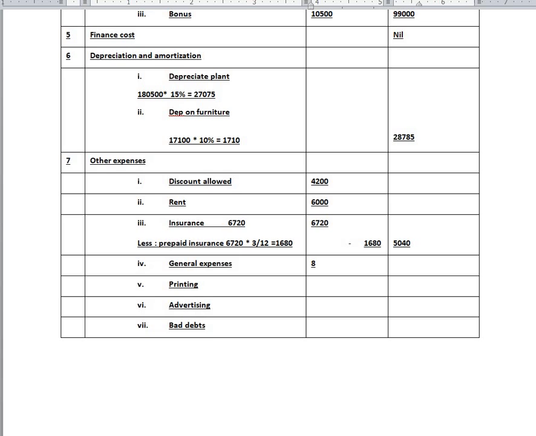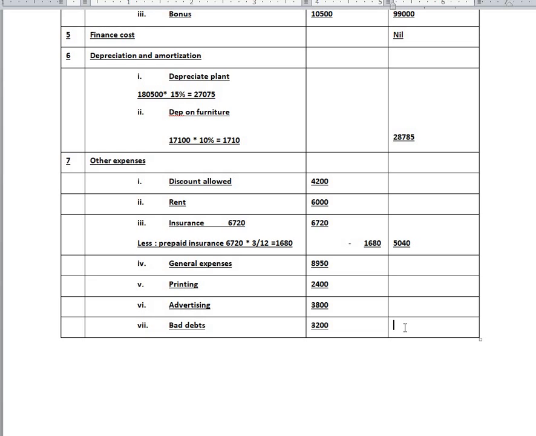Next is general expense. General expense given in the question is 8,950. Next is printing, 2,400. And advertising, the amount is 3,800. Next one is bad debts. There is no adjustment, so you can directly write it, because plant, furniture, bank are not coming in other expense. Bad debts 3,200 will be taken.